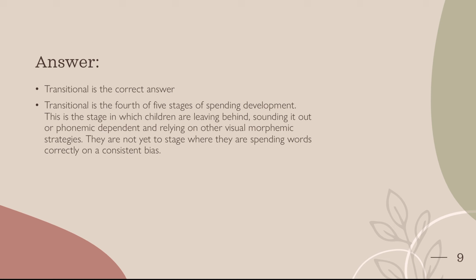This is the stage in which children are leaving behind sounding it out or phonemic dependence, relying on other visual morphemic strategies. They are not yet at a stage where they are spelling words correctly on a consistent basis. Yeah, I need to spell that right.